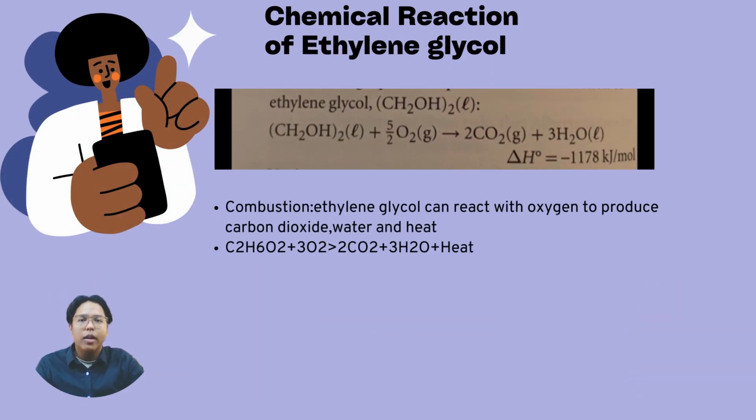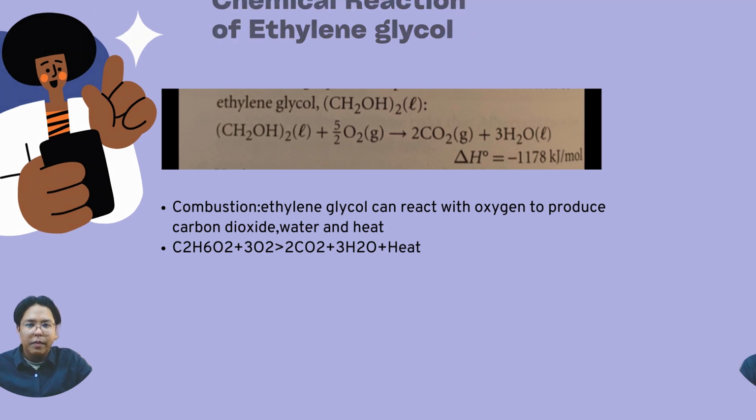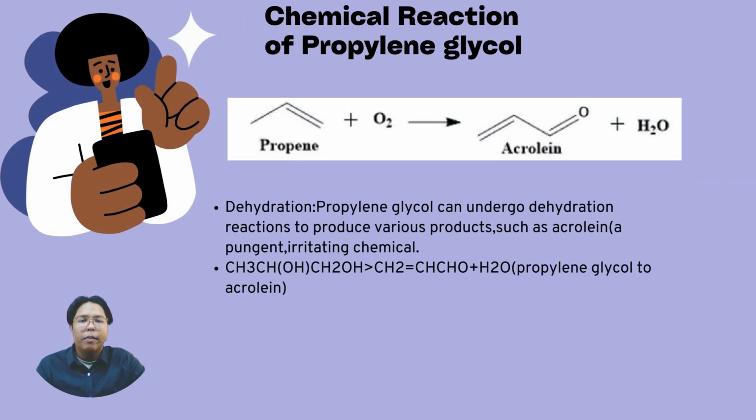Assalamualaikum, my name is Muhammad Tawir Rudwan. I am here to explain the chemical reaction of ethylene glycol. You can see the picture of the reaction of ethylene glycol. The combustion of ethylene glycol reacts with oxygen to produce carbon dioxide, water and heat. For the chemical reaction of propylene glycol, you can see the picture of the reaction of propylene glycol. Propylene glycol can undergo a dehydration reaction to produce various products such as ethylene, a pungent irritating chemical.